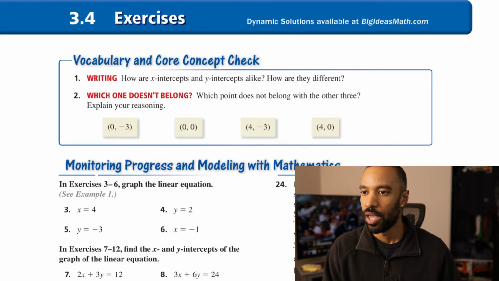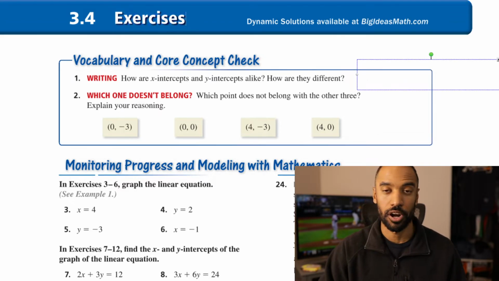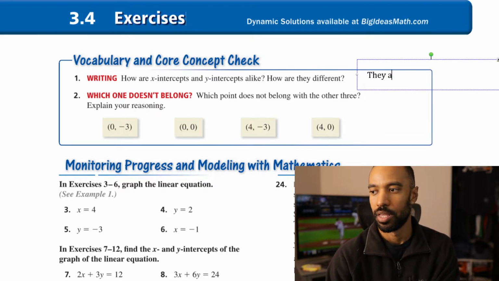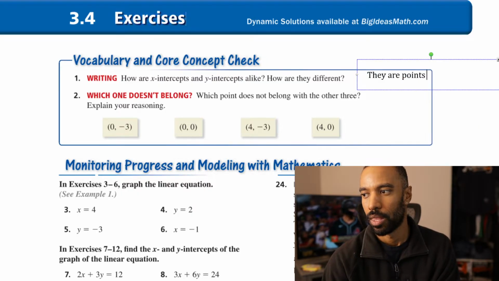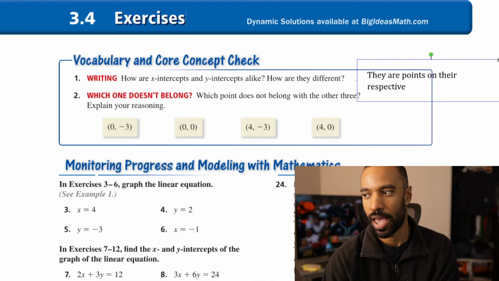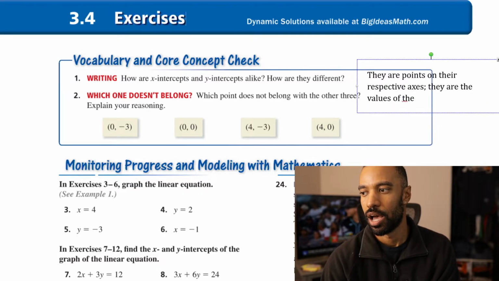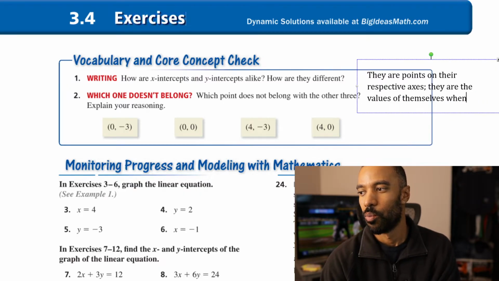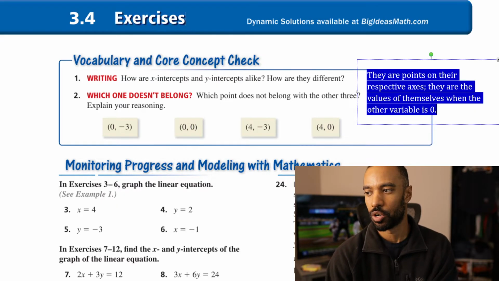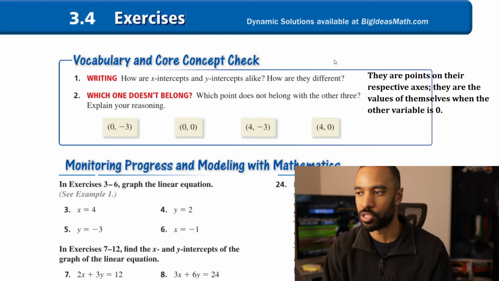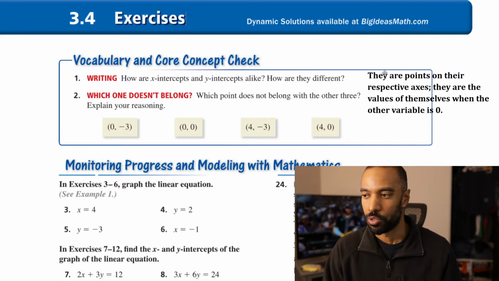How are they different? They're alike in that they are the values of those variables when the other variable is 0. They are points on their respective axes, the x and y axis, and they are the values of themselves when the other variable is 0. You set the other variable equal to 0 and you can solve for it, and you can do that for either set here.